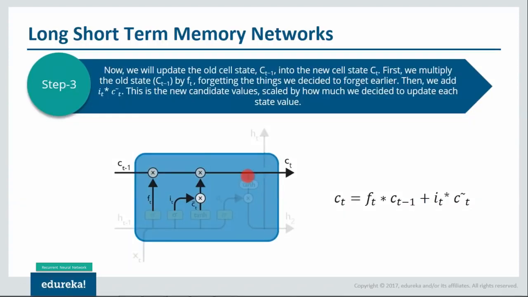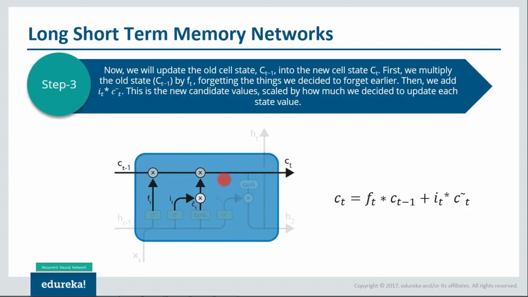Now is the time to update the old cell state ct minus 1 into the new cell state ct. In the previous steps we have already decided what to do, we just need to actually do it. So we multiply the old cell state ct minus 1 with ft that we got in the first step, forgetting the things we decided to forget earlier. Then we add the term it multiplied by c bar t, the new candidate values scaled by how much we decided to update each state value.